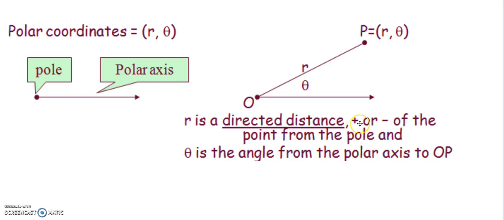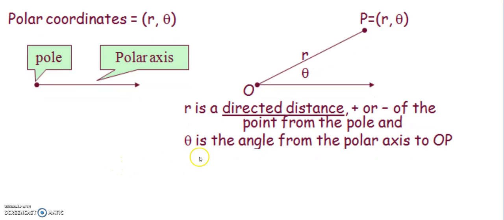So here's one thing that you really have to be careful with in understanding polar coordinates. R can be positive or negative. All right, most of the time we think of a distance as positive, and yes, a distance is positive, but because it's a directed distance, negative is implying direction. It's not implying the distance part of it. So r is a directed distance, positive or negative, of the point from the pole, and theta is the angle from the polar axis to OP.